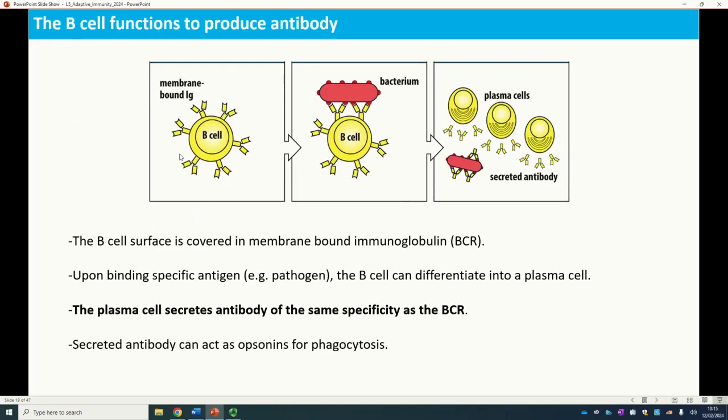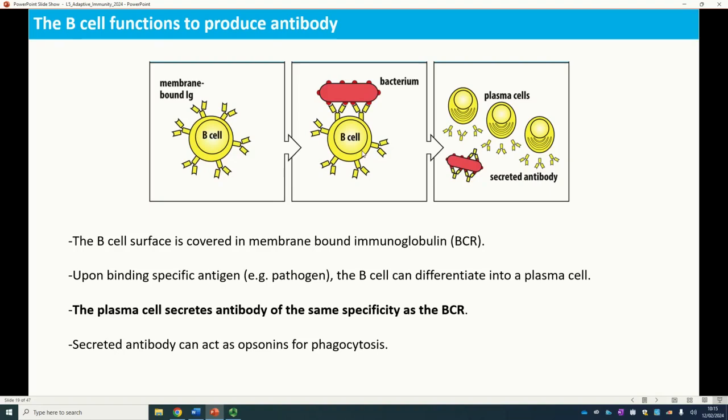So obviously the function of the B cell is to produce antibody. You can see here we've got our B cell with its membrane-bound immunoglobulin. So this is the B cell receptor all over the surface. If it encounters a pathogen or a bacteria which it can recognize, so it can recognize the epitopes on the bacteria, that B cell will become activated.